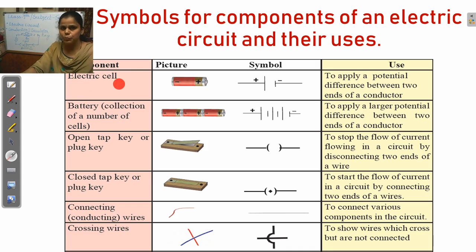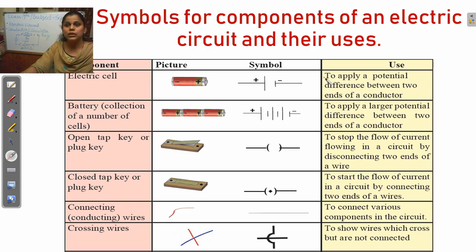So the first component is the electric cell. The symbol of the electric cell is like this. We use this symbol of the electric cell in this figure. This symbol has a plus terminal and a minus terminal.